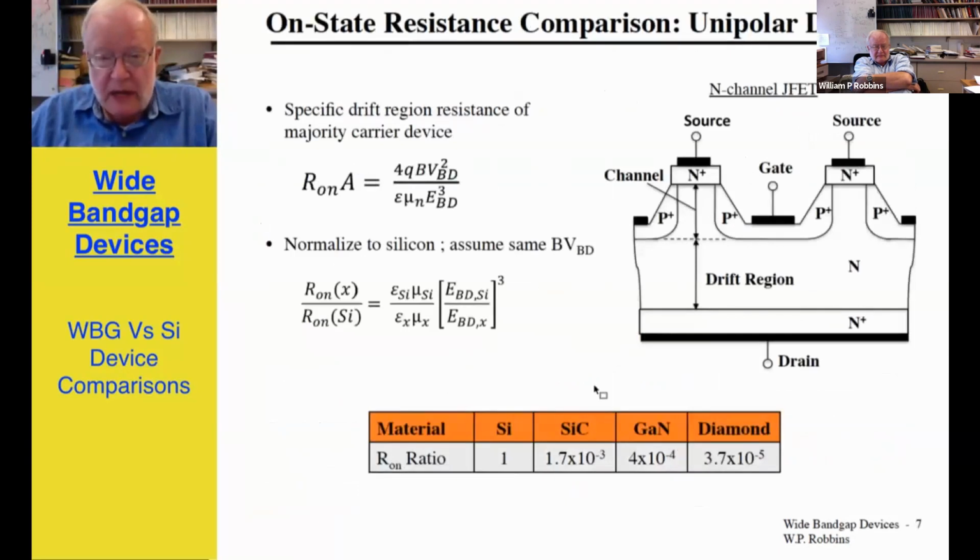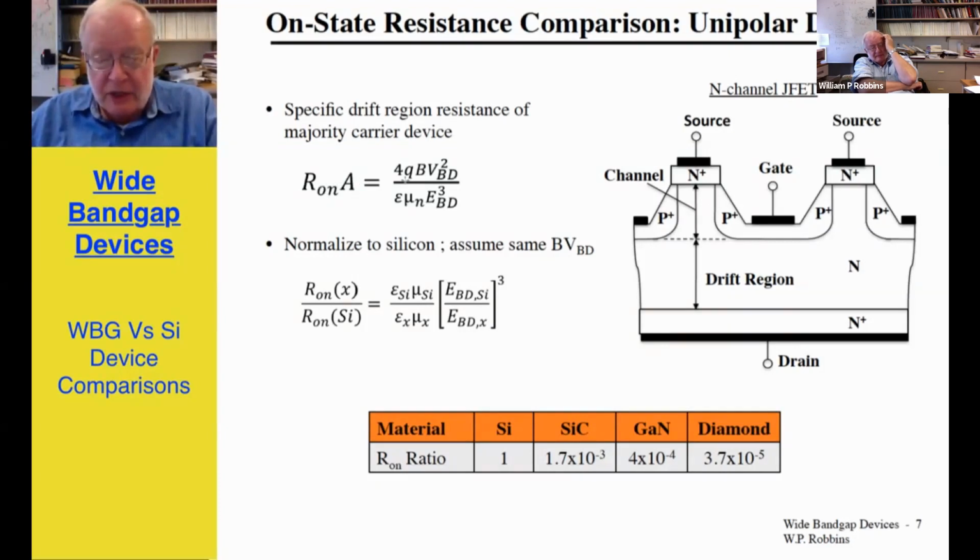Going forward, if we do a comparison of the on-state resistances, the figure of merit is usually the on-state resistance times the area of the current that is flowing through that resistance. The area of the device through which the current is flowing. This is the so-called ohms per square.